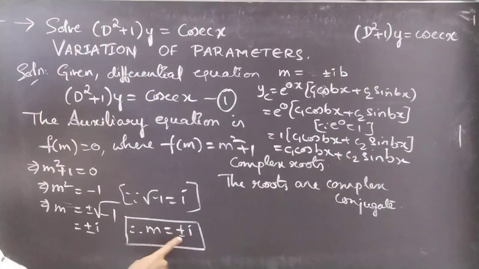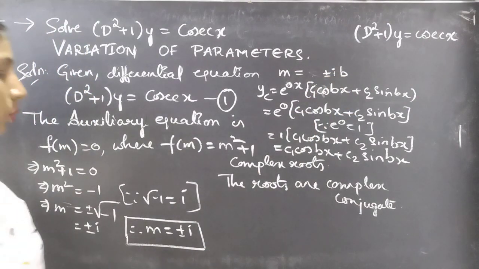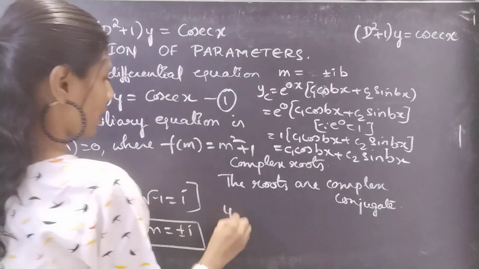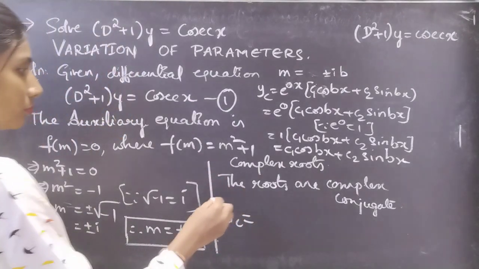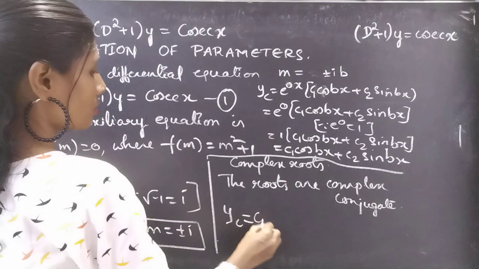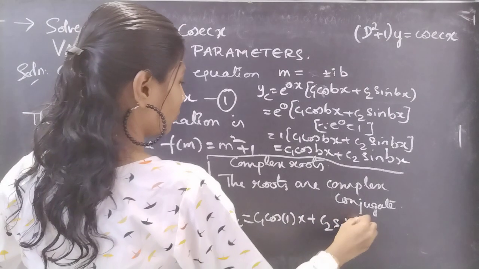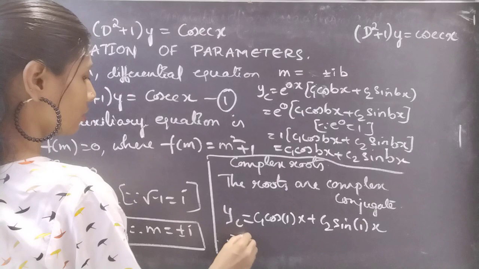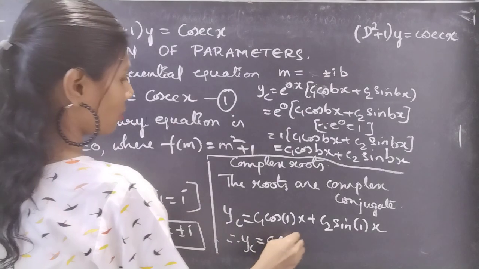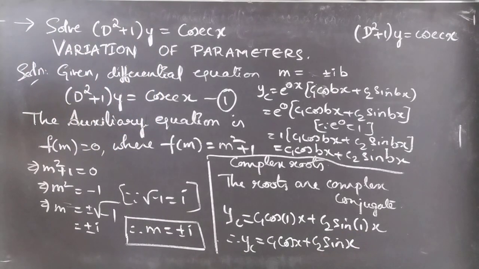Just compare m equal to plus or minus i with plus or minus ib. Then for b equal to 1, we'll get yc equal to c1 cos 1 into x plus c2 sin 1 into x, right? Therefore yc equal to c1 cos x plus c2 sin x. We got yc. Now we need to find yp, the particular integral.